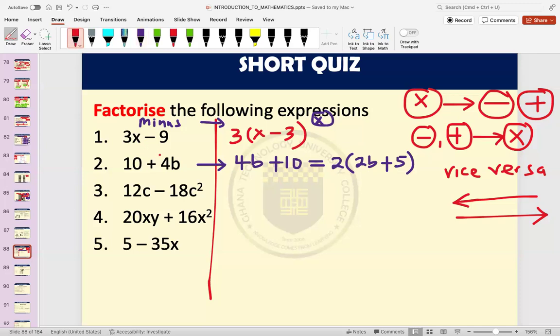In the same way, we've been able to change addition to multiplication because this 2 is multiplying 2b.